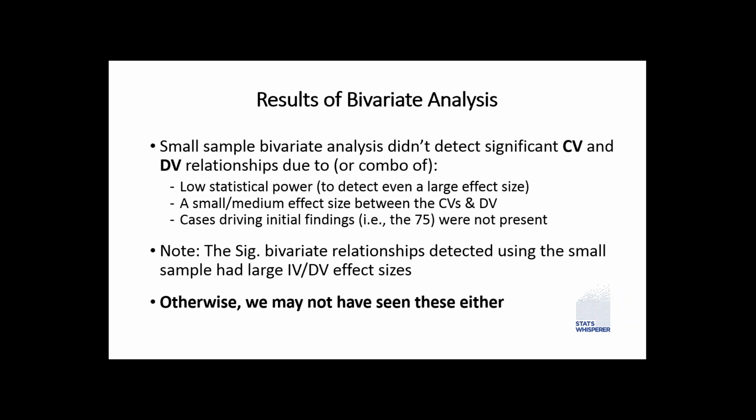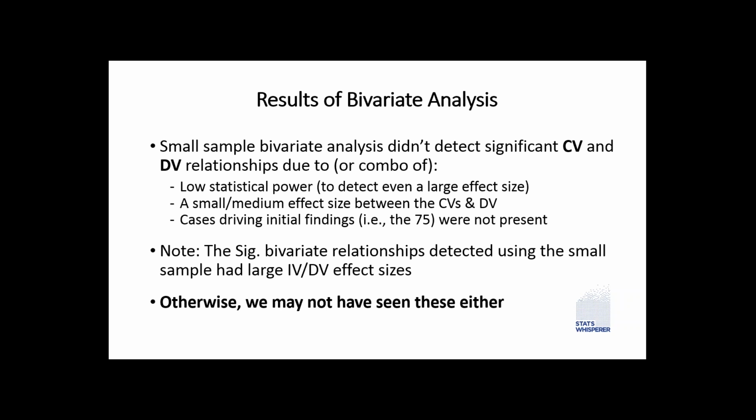Why? Well, first, the first little dash, low statistical power. Even if there was a big effect, we really didn't have enough statistical power to detect that relationship. And the second dash: if there was a small to medium size effect, and we didn't have enough power for the big effect, we're less likely to detect smaller effects. And also, the 75 people left out. We have 25 people in the sample. The 75 people left out may have been driving those findings.